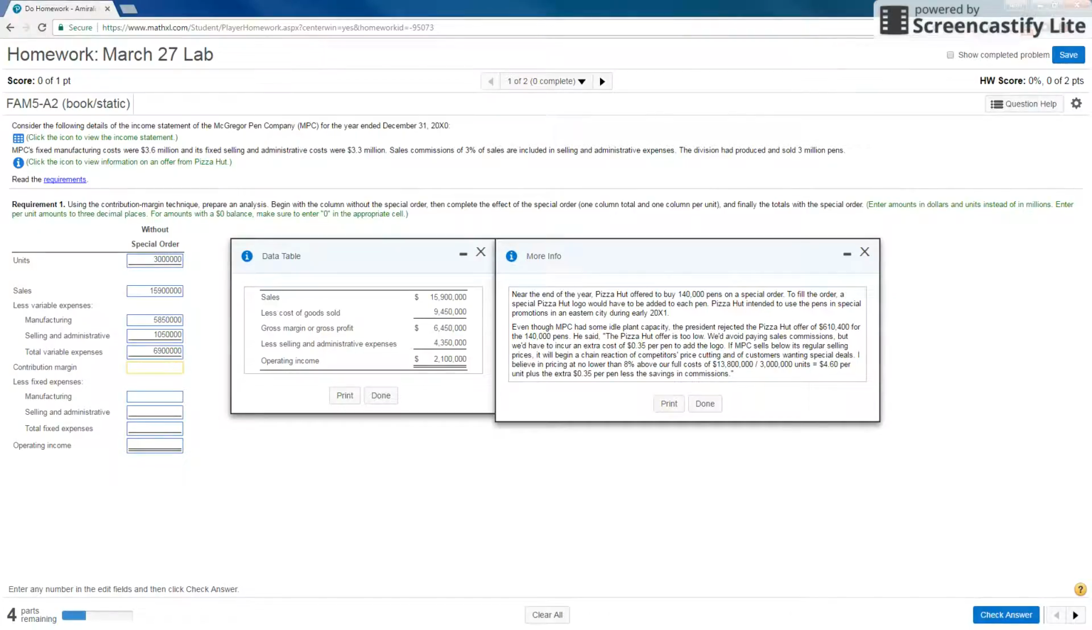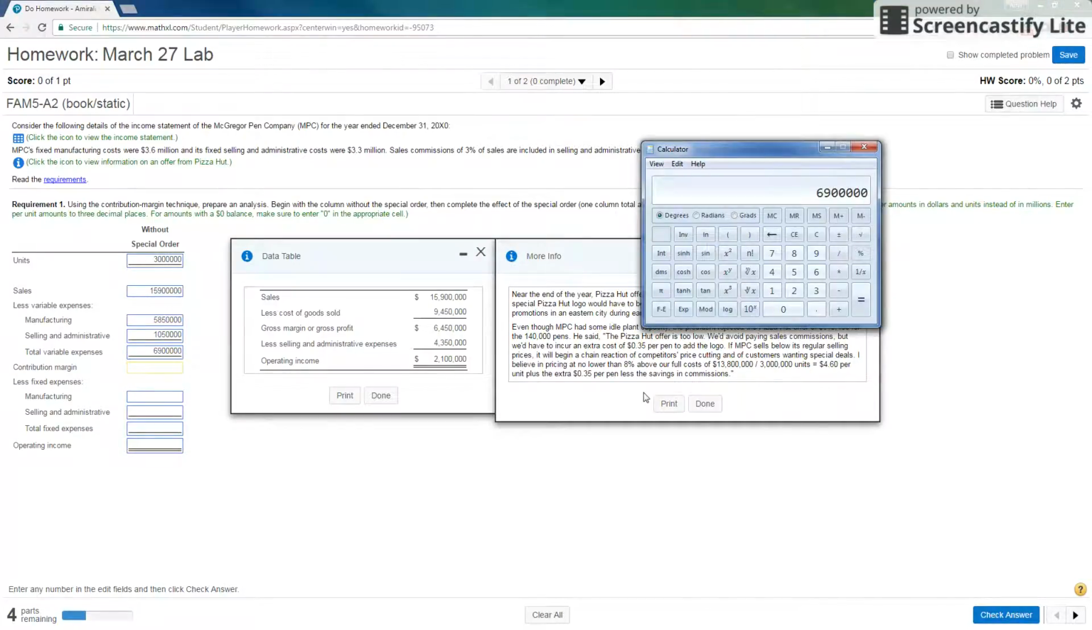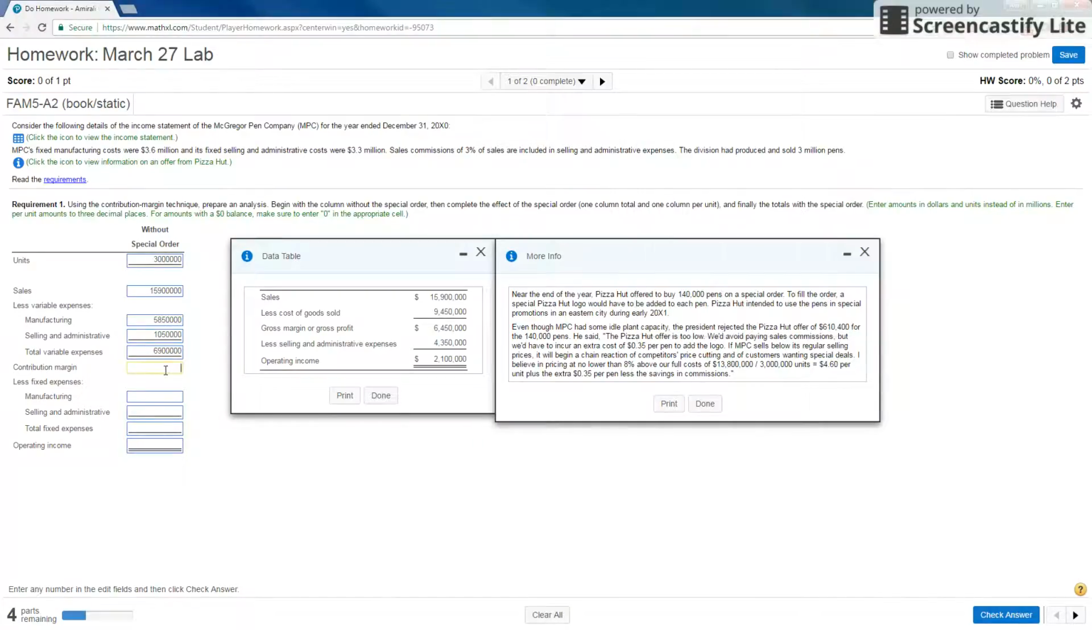is 6,900,000. Our contribution margin will be 15,900,000 minus 6,900,000, which is $9 million.